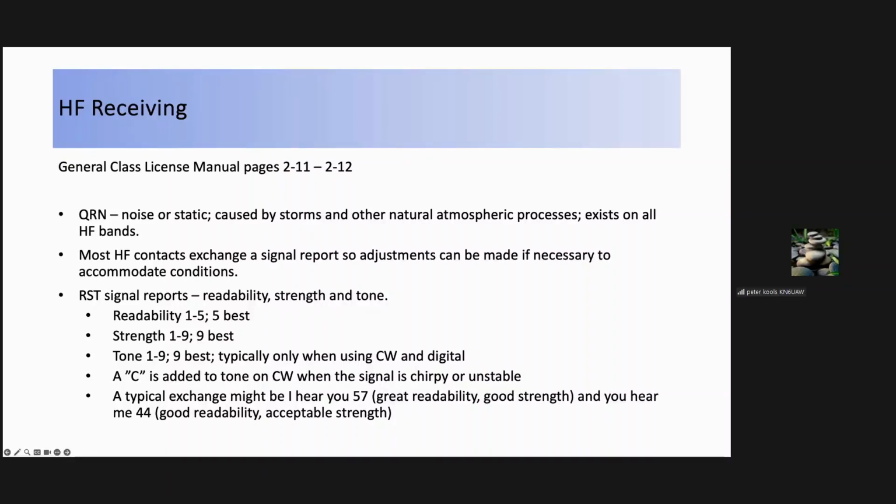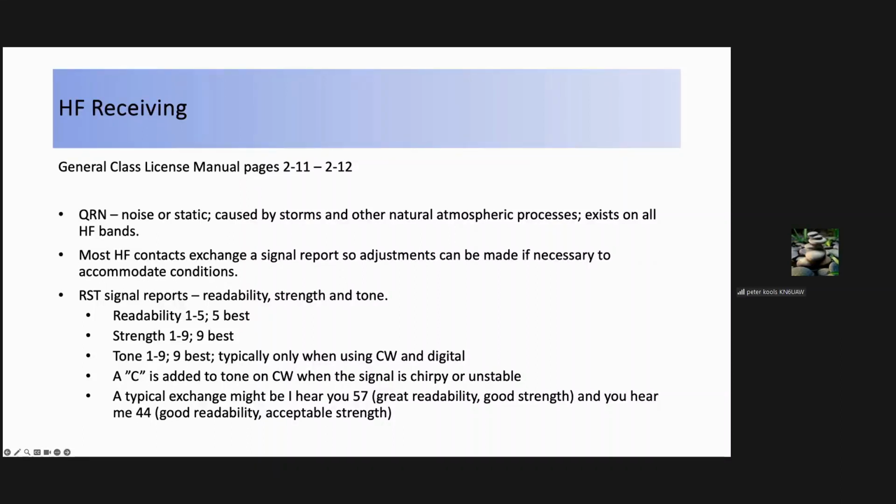Most HF contacts exchange a signal report so that adjustments can be made if necessary to accommodate the conditions. And those signal reports are called RST reports, or readability, strength, and tone. If you're using phone, it's really just readability and strength. Readability goes on a scale of 1 to 5, with 5 being the best. Strength goes on a scale of 1 to 9, 9 being the best.